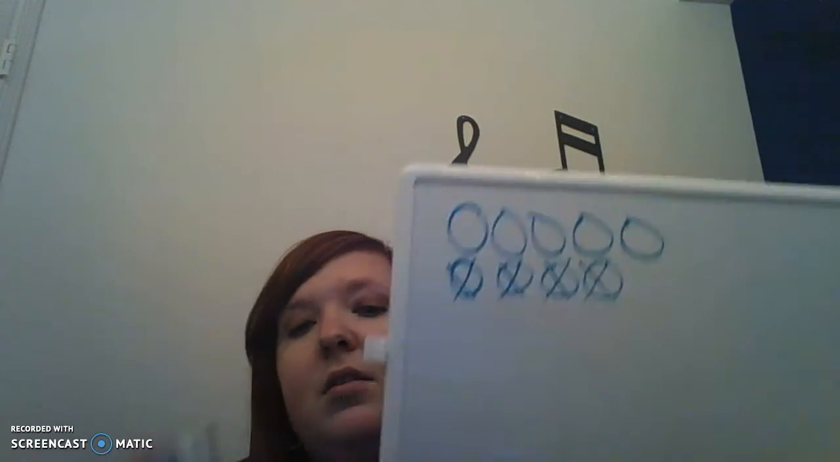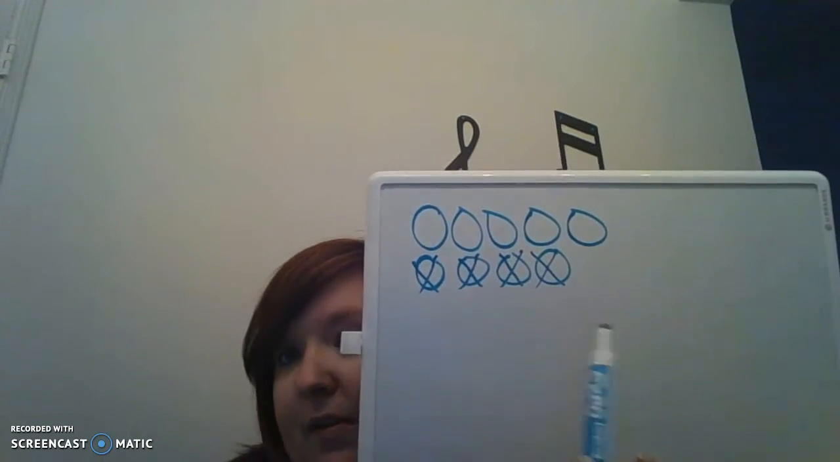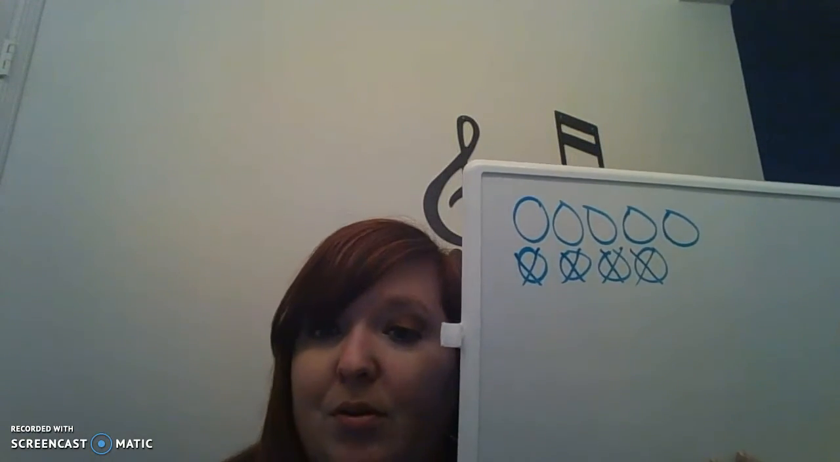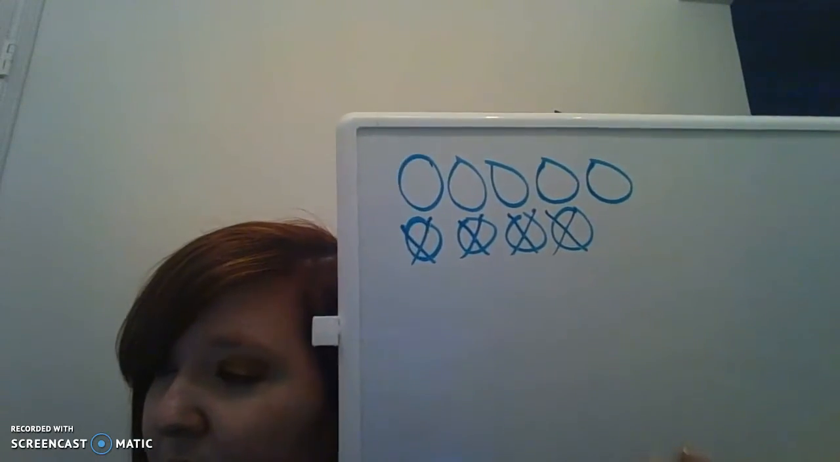How many grapes does Ellie have left? 5. How do you know that she has 5 left? You should have counted them. You crossed out 4, and when we do it the 5 group way, you shouldn't even have to count them because you know that 5's on the top. So you have 5 grapes.